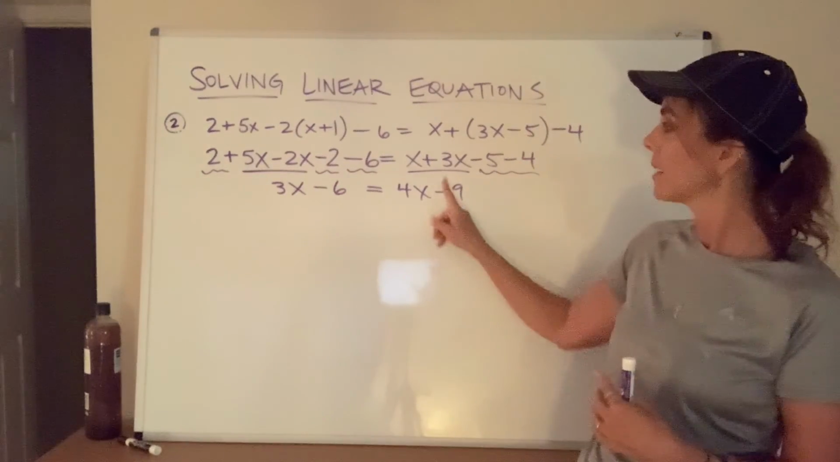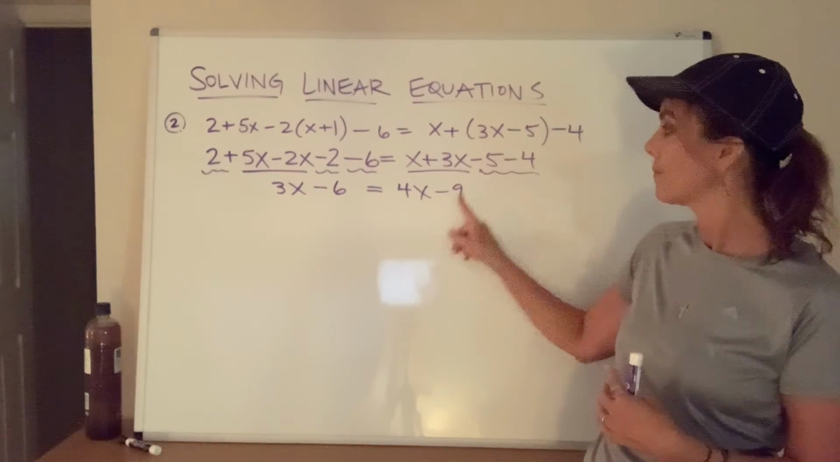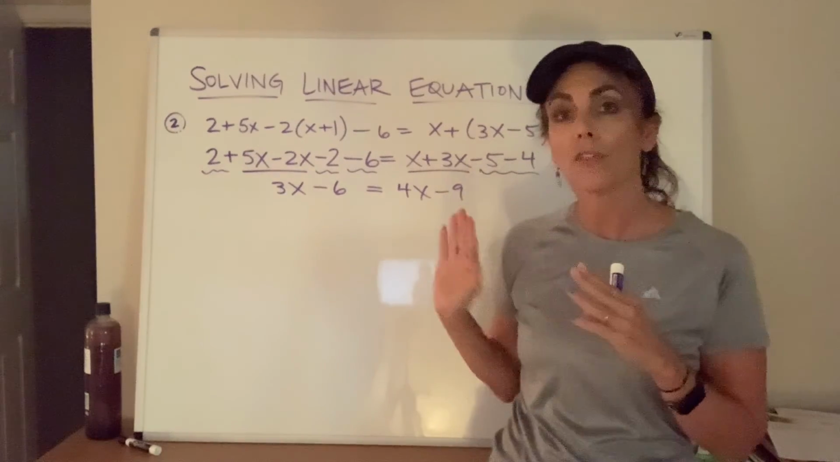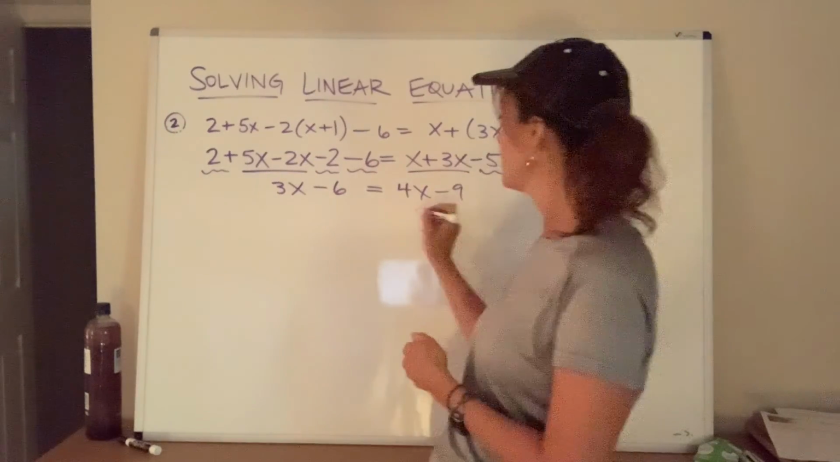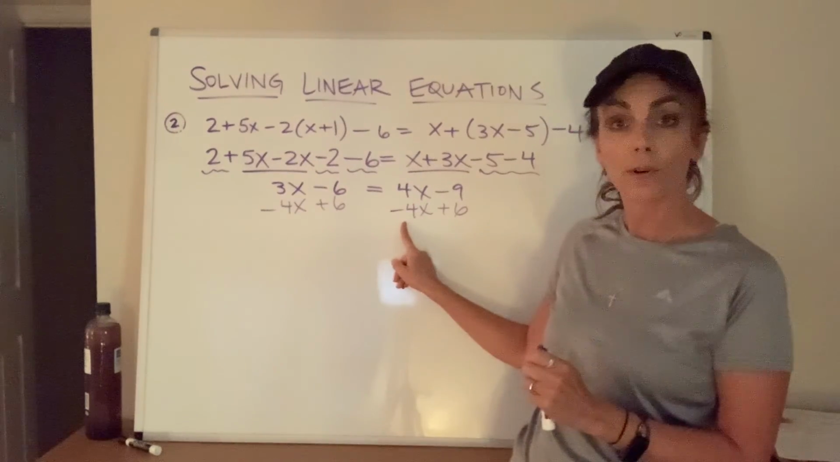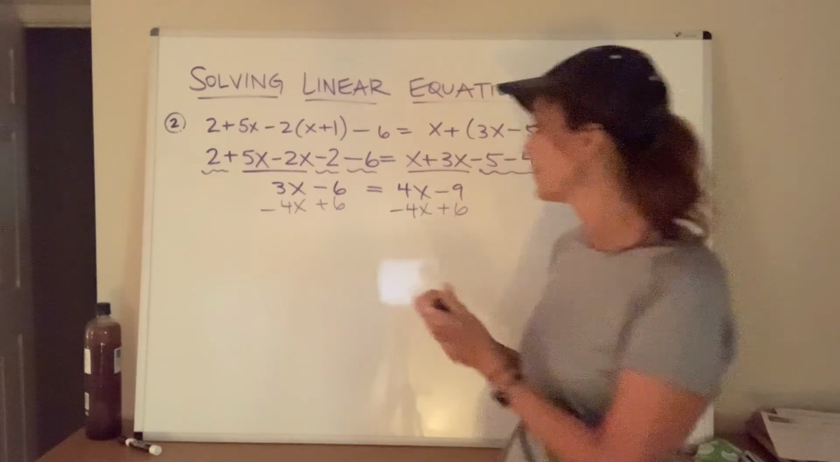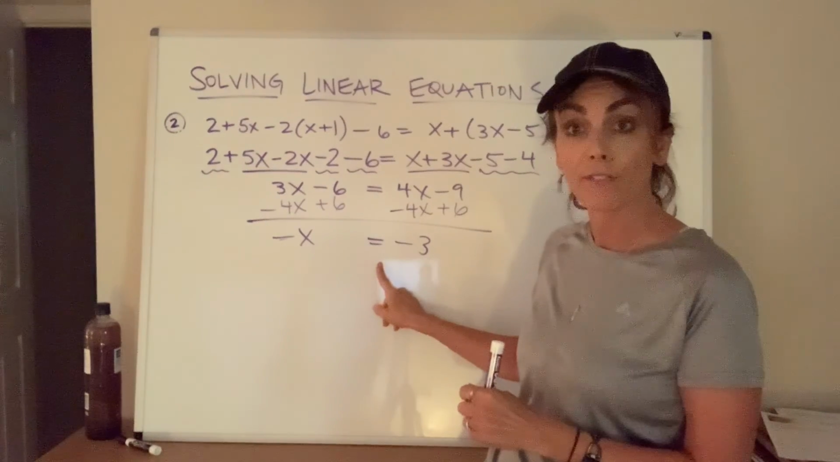And then on the right-hand side, I've got x plus 3x is 4x, and then the negative 5 minus 4 is negative 9. Now I'm ready to push all the x's to one side and all the constants to the other. So I can subtract a 4x on both sides, and I can add a 6 to both sides. When I combine this, I end up with negative x is equal to negative 3.